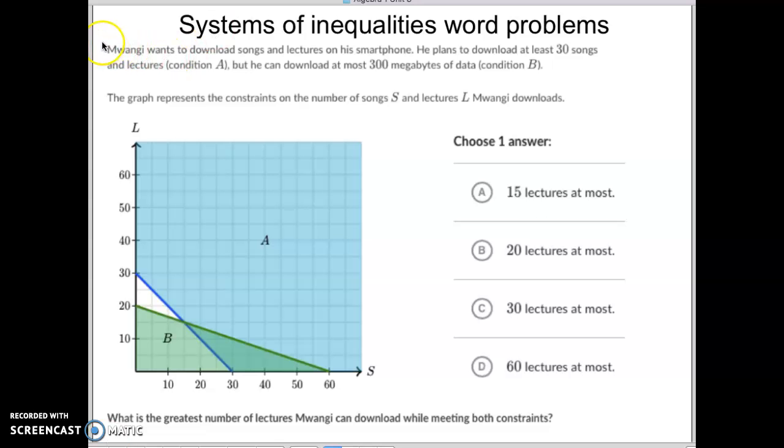So, I can't even pronounce that person's name. Mike wants to download songs and lectures on his smartphone. Okay, he can download 30 songs and lectures, but he can download at most 300 megabytes of data. Okay.